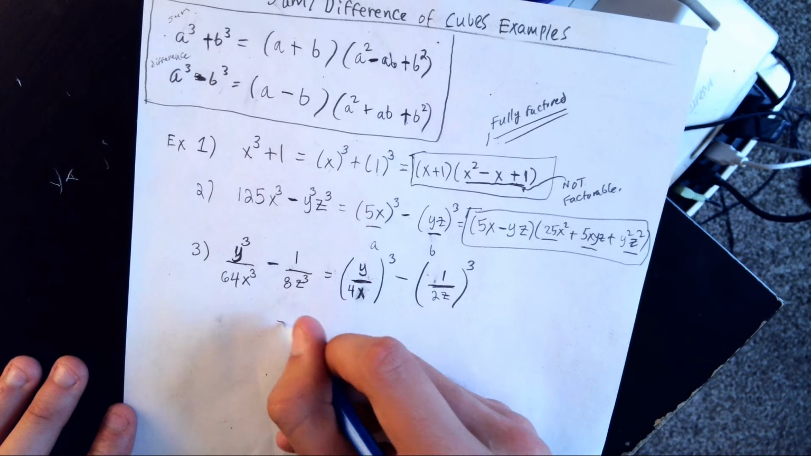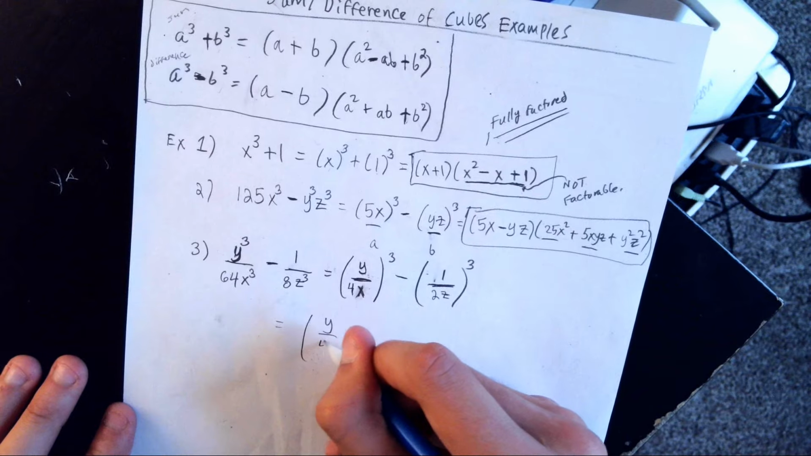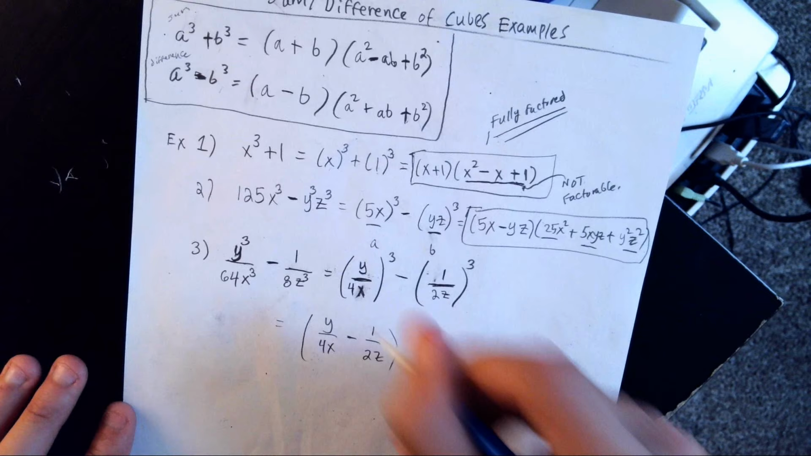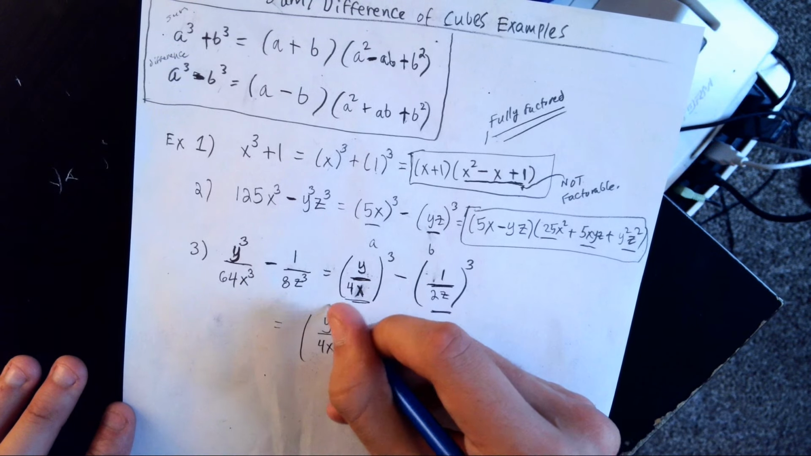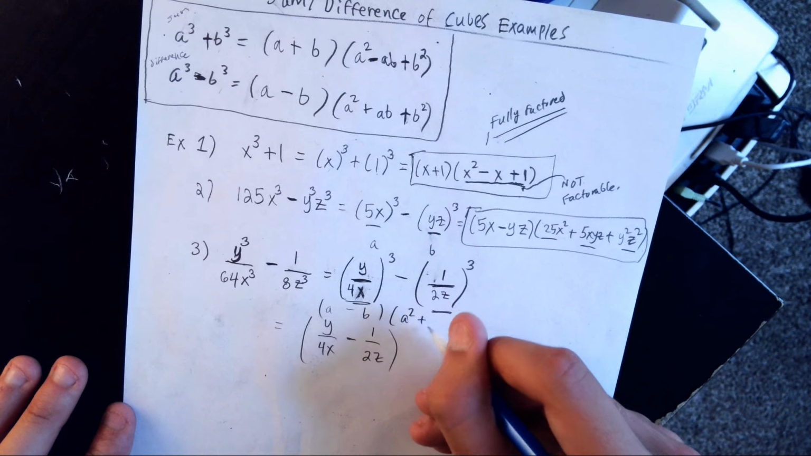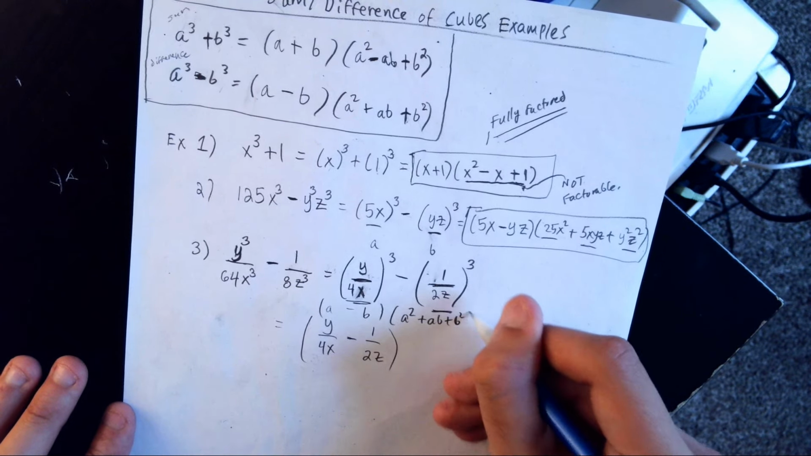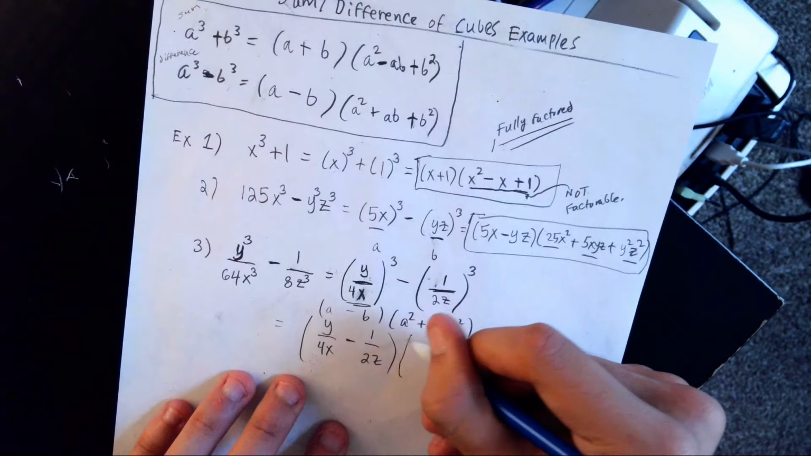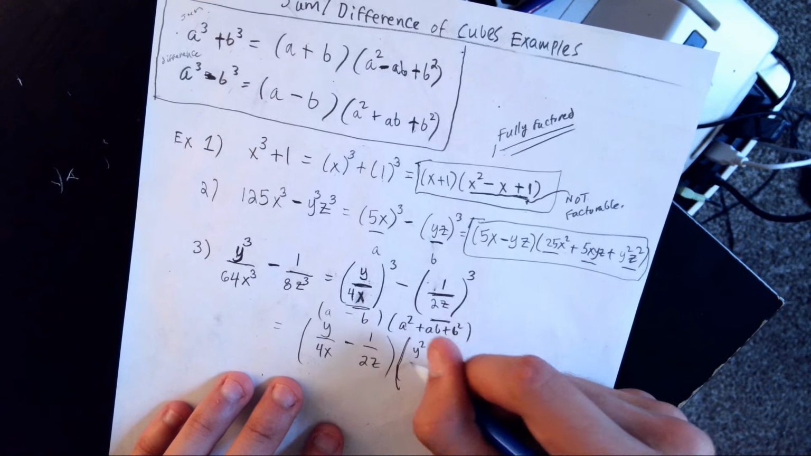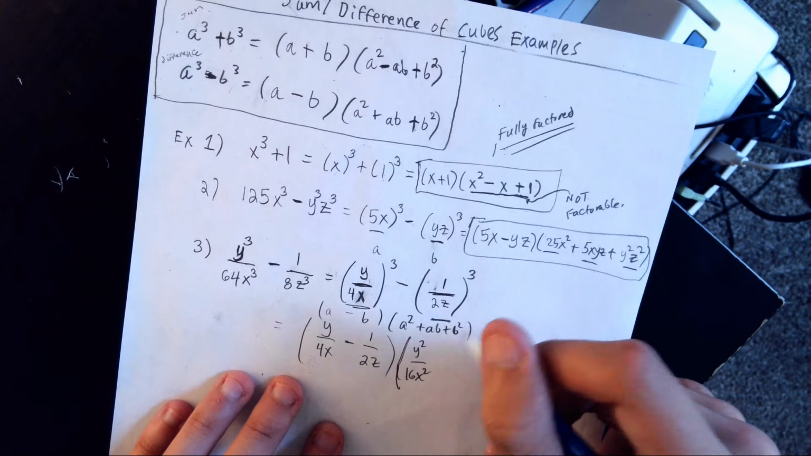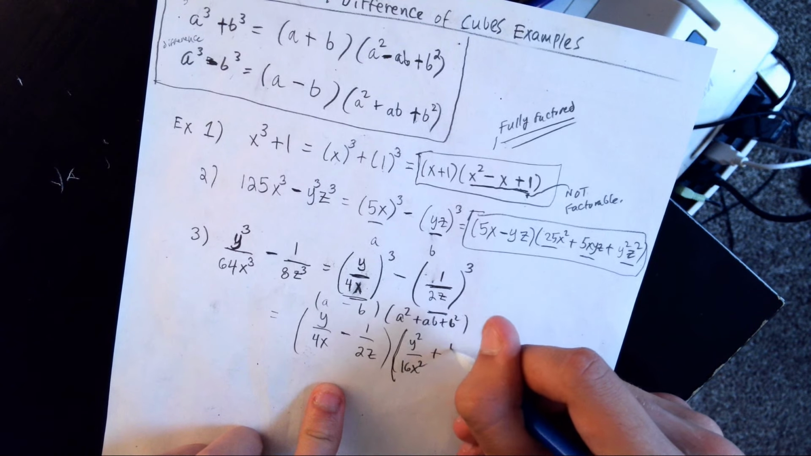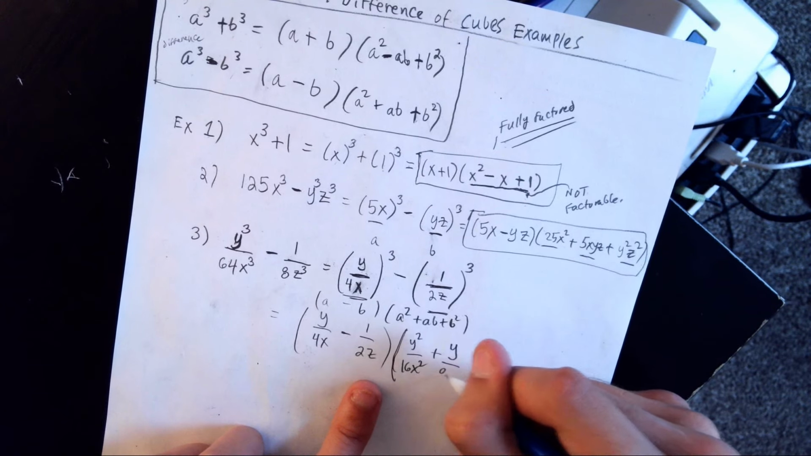So this is the same thing as y over 4x minus 1 over 2z. So this is just a minus b. Maybe I'll write the formula above it: a squared plus ab plus b squared. Maybe that'll help as a visual check instead of being way up here. And then a squared would be y squared over 16x squared. ab would be this times this, so we get y in the top, we get 8xz in the bottom.